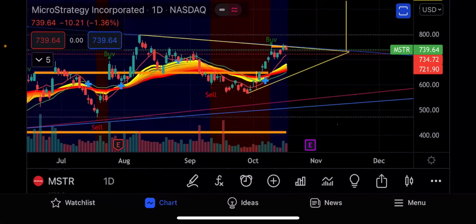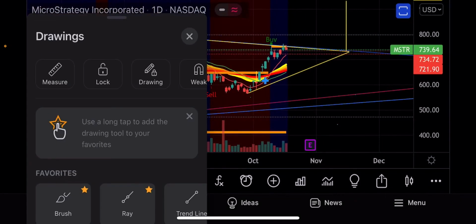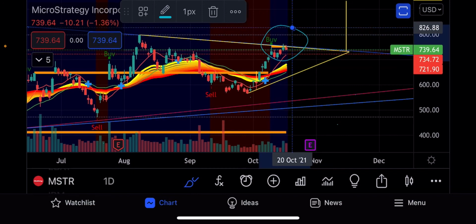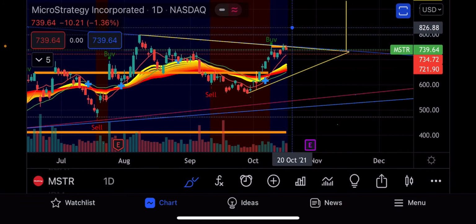So on the daily candle, if you notice right here, it touched that line 3 times. So on the daily candles, MSTR touched my line that we need to break through 3 different times, or 3 different days, I should say. Okay, keep that in mind.